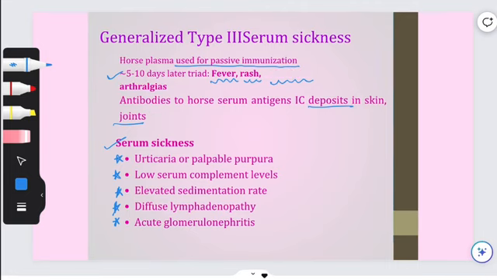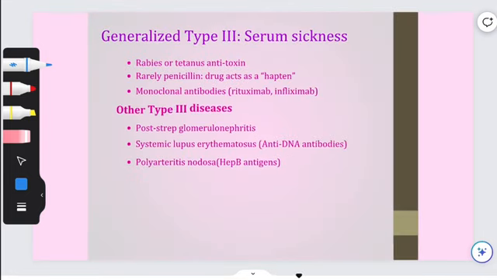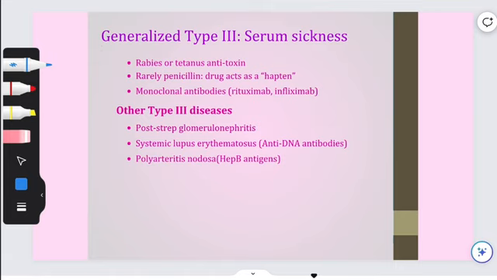Classic serum sickness is very rare in the modern era. There are only a couple instances where you may see something like this. For example, people who are administered rabies or tetanus antitoxin sometimes experience serum sickness. Rarely penicillin can cause this reaction. And then finally, certain monoclonal antibody therapies like rituximab and infliximab have been reported to cause serum sickness-like illnesses, presumably by binding to antigens and depositing in the tissues.